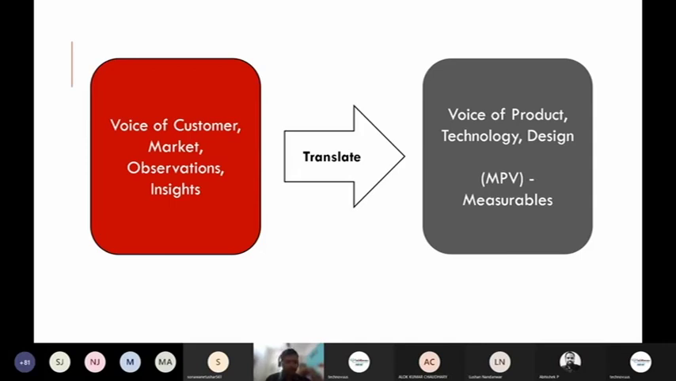It's like a language translation. If somebody speaks Hebrew language, we need a translator to convert it into maybe our own language. That's what this activity is, which translates into the language of engineering, the language of technical world. That we call the voice of product. And they're now important when it comes to the engineering. They have to be measurable, something which you can measure, something which you can verify. That's how engineering world works. Now let me give you an example.